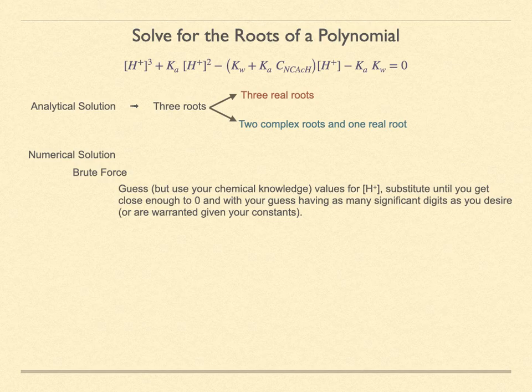Is the new calculated result closer to 0 or farther away than the first one? If closer, change it again in the same direction. If further away, change it in the opposite direction. Continue this process until you converge on a result where your proposed H+ concentration has enough significant figures that are not changing from one guess to the next, and the result is close enough to 0.